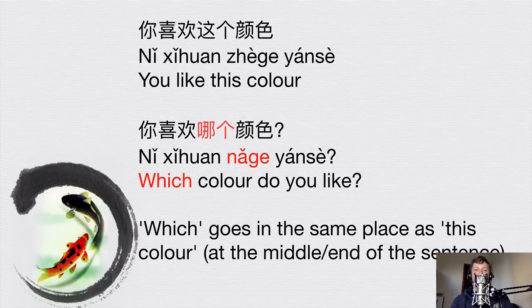Okay, so now which. Here's a statement. 你喜欢这个颜色. You like this color.